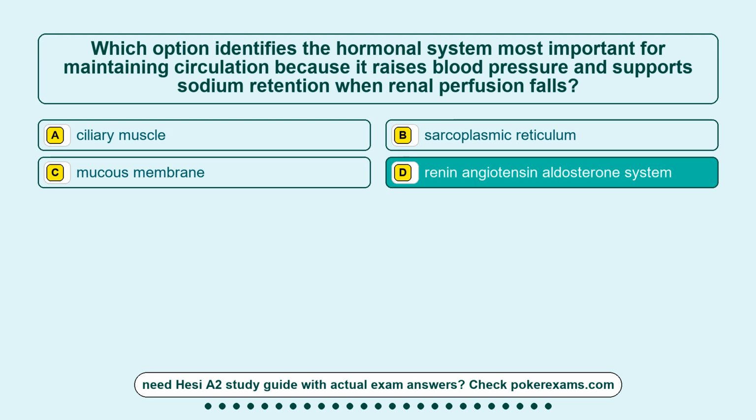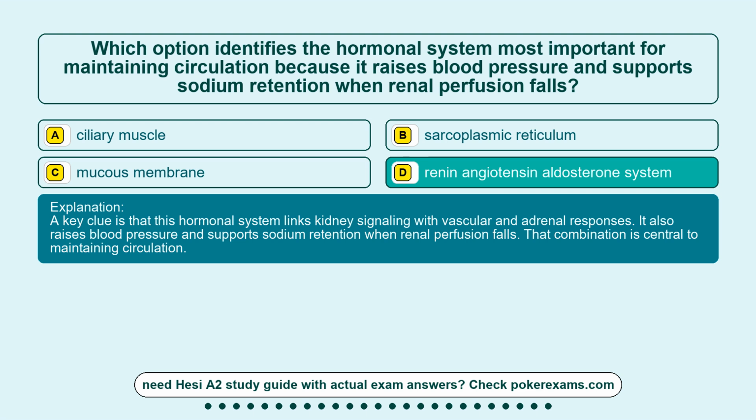renin-angiotensin-aldosterone system. A key clue is that this hormonal system links kidney signaling with vascular and adrenal responses. It also raises blood pressure and supports sodium retention when renal perfusion falls. That combination is central to maintaining circulation.